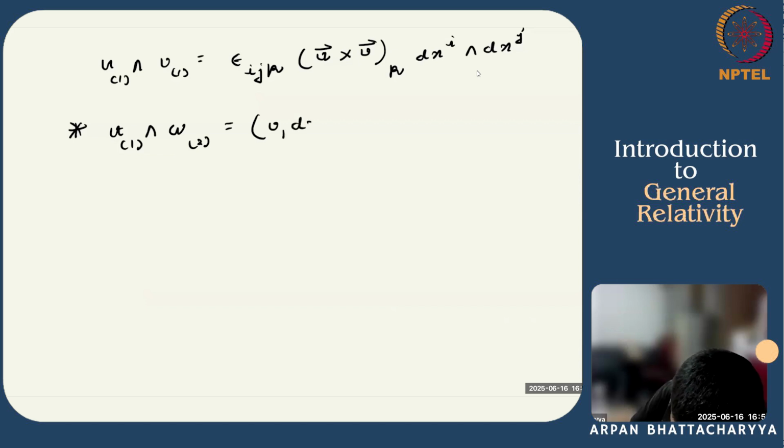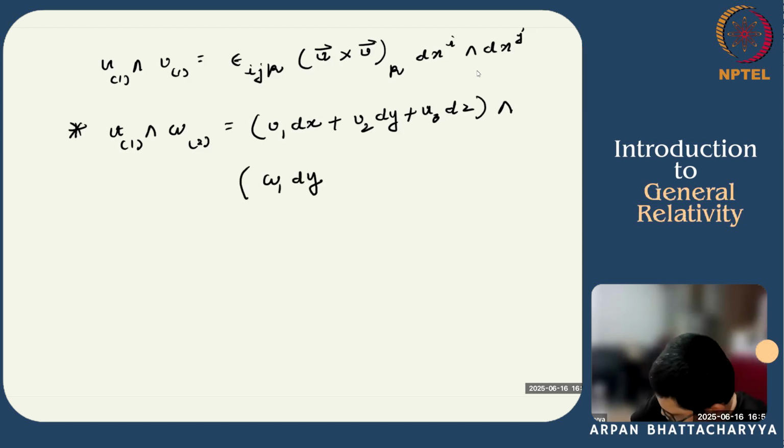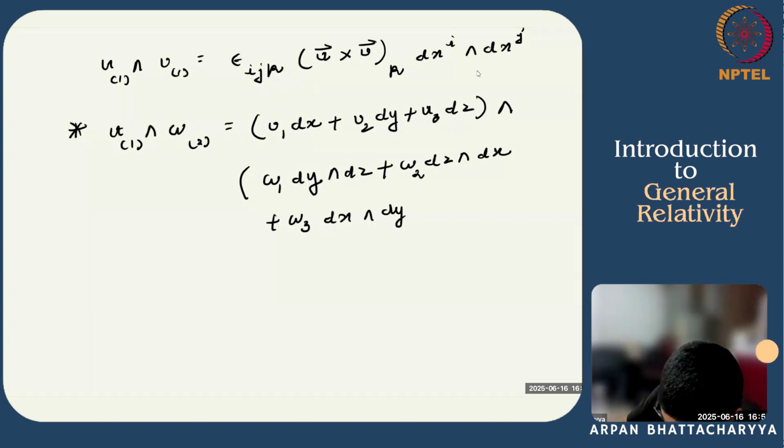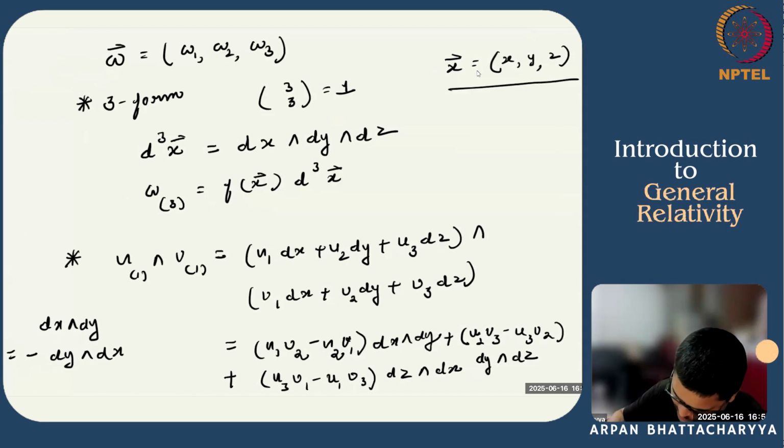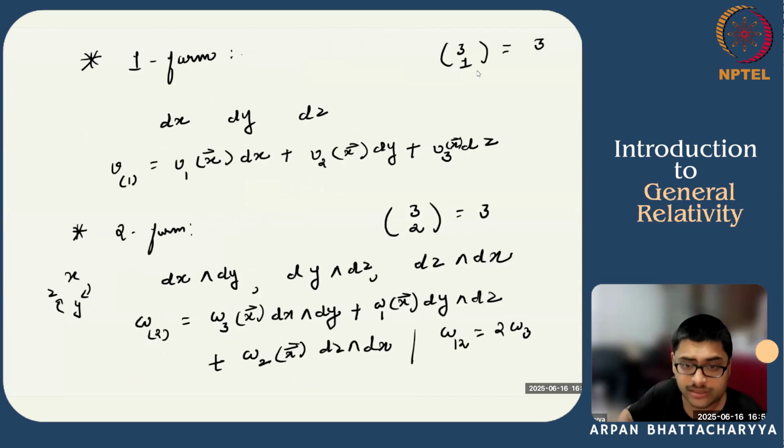v in terms of basis and components, v1 dx plus v2 dy plus v3 dz, and this will be wedge with omega 1 dy dz plus omega 2 dz dx plus omega 3 dx dy. So we have basically used this notation for that, okay.